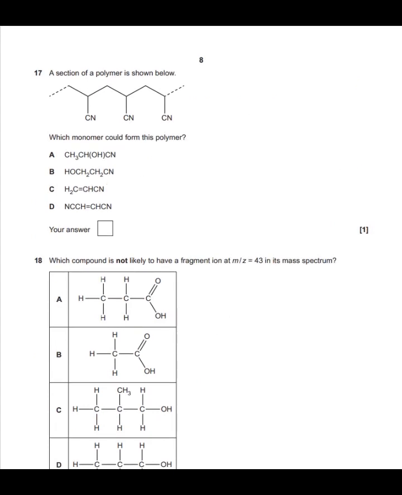Question 17, we're given a section of a polymer and we've got to identify which monomer could form this polymer. The best way to approach this is to identify the repeating unit and then convert that into a monomer. I think this is going to be our repeating unit. Then we've got a second one there, and there's our third repeating unit. We can see they're all the same. We've got 1, 2, 3 carbons, 1, 2, 3, 1, 2, 3, and they're exactly the same.